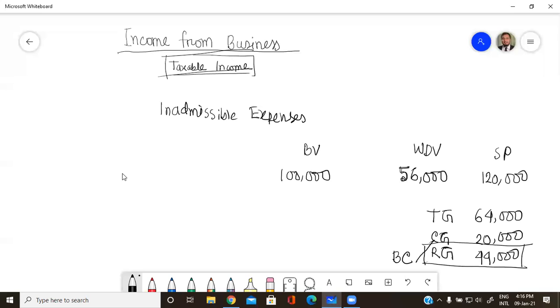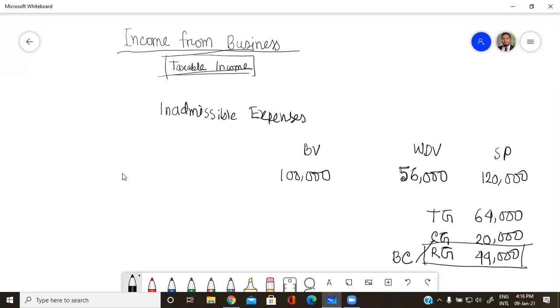Okay. So what you have done, you have earned some revenue gain. It may not be possible if you sell the asset at a price less than the written down value. Capital gain is not possible if you sell at a price less than the book value.